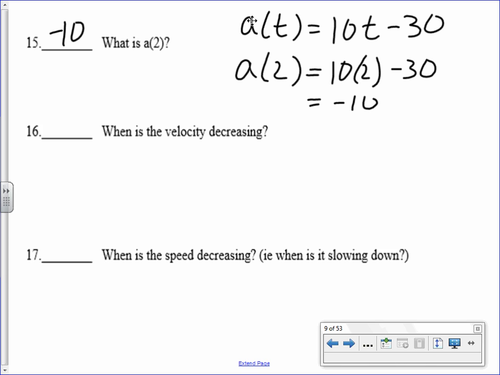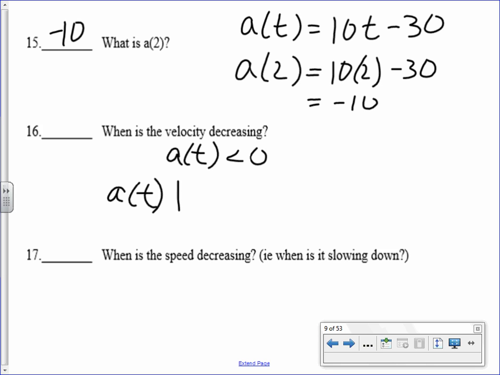When is the velocity decreasing? Any function is decreasing when its derivative is negative, right? Any function is decreasing if its slope is negative. So the derivative of velocity is acceleration. So it's decreasing when acceleration is negative. If you want to know where anything is positive or negative, look at its sign chart.